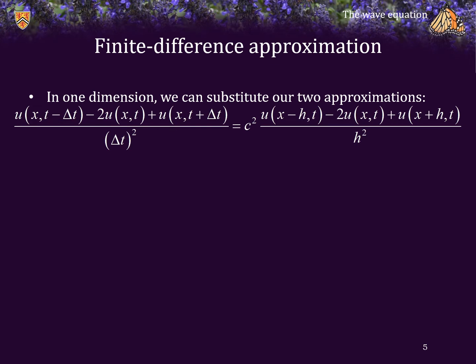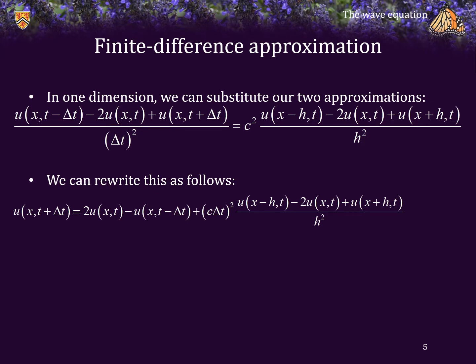Now, in one dimension, we can substitute our 2 divided difference approximations of the second partial derivative. On the left-hand side, the second partial derivative with respect to time, and on the right-hand side, the second partial derivative with respect to the one spatial variable. Now, I'm going to rewrite this by choosing and isolating the one term that describes the state of the solution u one time step into the future. That is u at x and t plus delta t. So multiply both sides by delta t and bring a few terms over to the right-hand side.